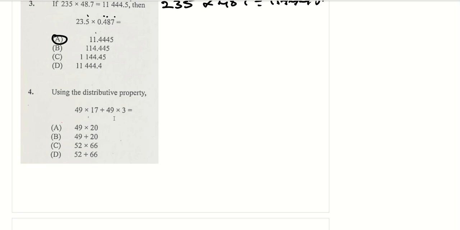Using the distributive property. The distributive property states that whatever is outside, we're going to multiply by each term inside. So what do they have in common? 49. 49 multiplied by 17 plus 3. So this would be 49 multiplied by 20. So the answer would be A. And that is how we would do this question.